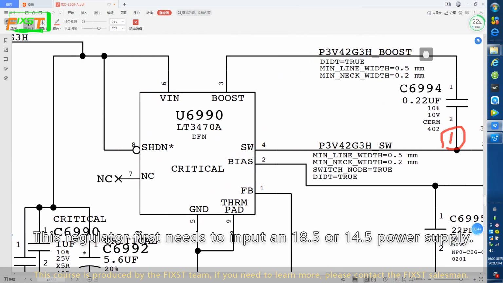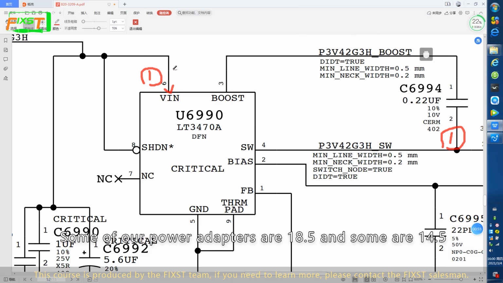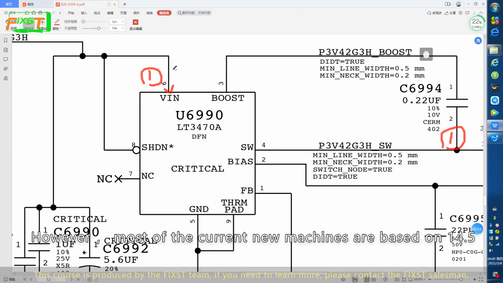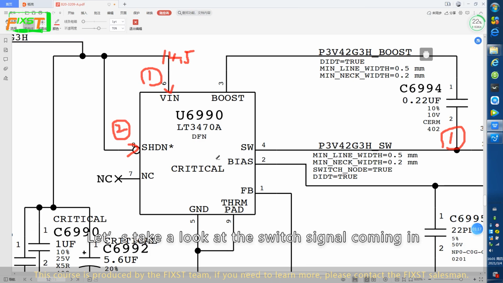This regulator first needs to input an 18.5 or 14.5 power supply. It is sent by the power supply. Some of our adapters are 18.5 and some are 14.5. However, most of the current new machines are based on the 14.5. Then after it has a power supply, it will have a switch signal in the second step. Let's take a look at the switch signal coming in.